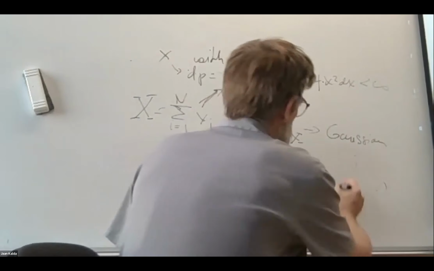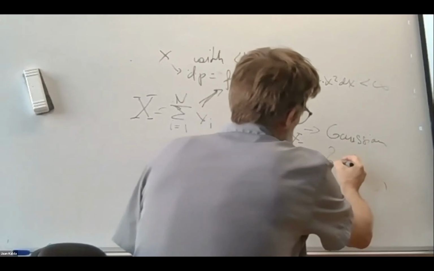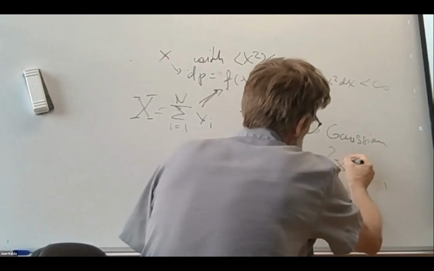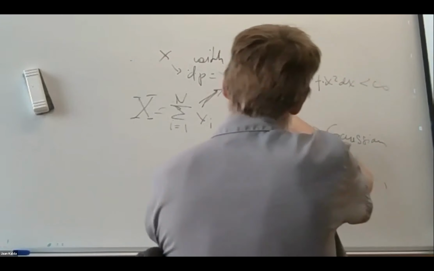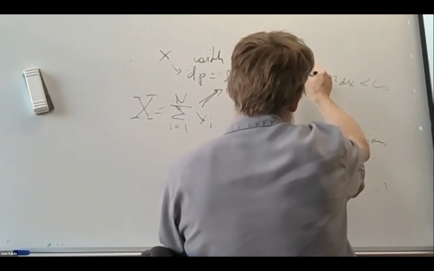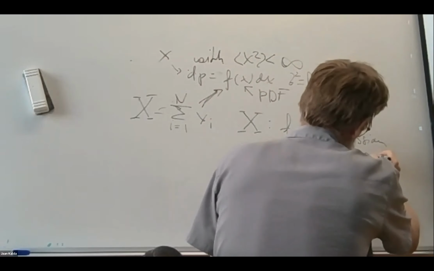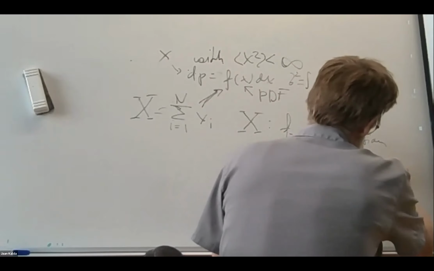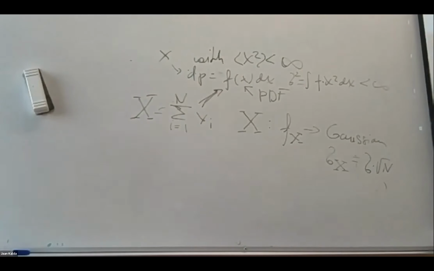And the second moment of that X capital is equal to the original sigma, the variance sigma squared, multiplied by the square root of n. Like that. So this is the central limit theorem, basically.